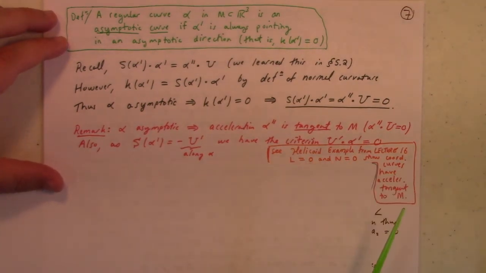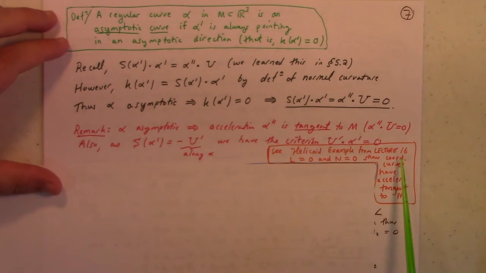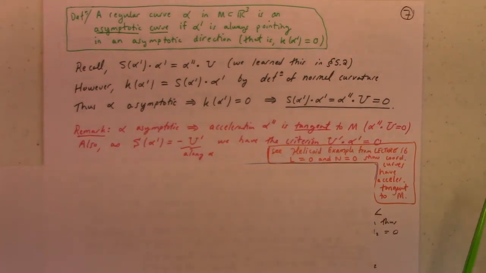Now he points out at this point that in the helicoid example, which was in my lecture 16, we had L and N both being zero. Those are the accelerations along the coordinate curves, right? It's the dot product of the acceleration with the unit normal, that was the L and the N. So those being zero means that the coordinate curves were asymptotic for the helicoid example, if I read this correctly.